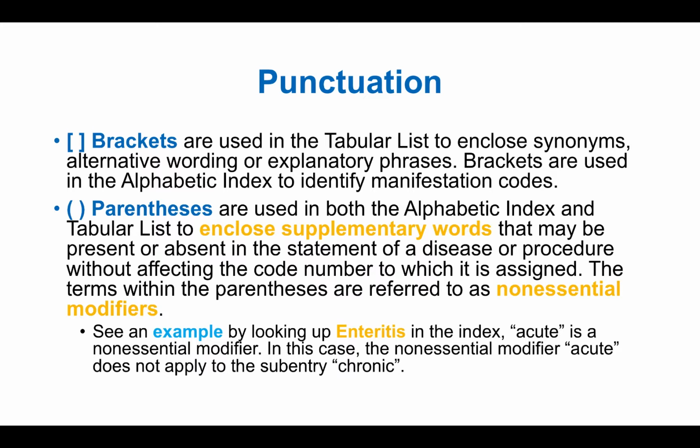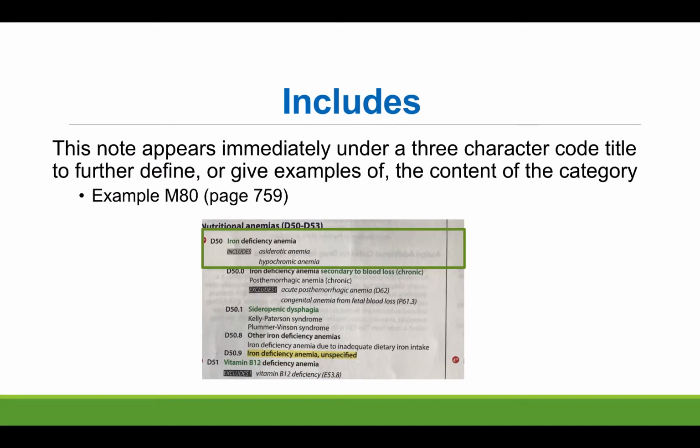The parentheses are used in both the alphabetic index and tabular list to enclose supplementary words that may be present or absent in the statement of a disease or procedure without affecting the code number to which it is assigned. The terms within the parentheses are referred to as non-essential modifiers. Let's look at an example by looking up enteritis in the index. Acute is a non-essential modifier and it is enclosed in parentheses. In this case, the non-essential modifier acute does not apply to the sub-entry chronic. Now let's look at the includes note.